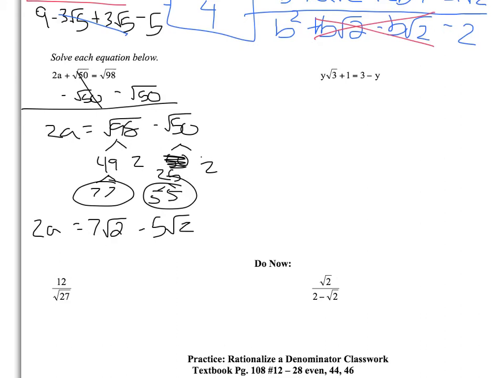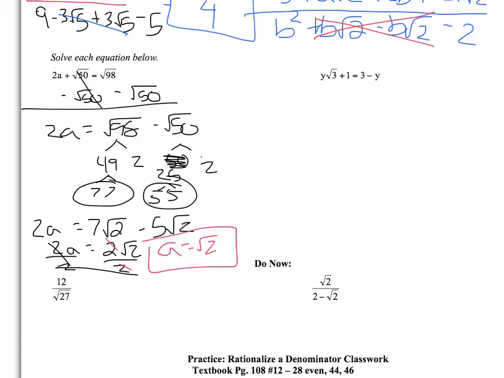7 radical 2 minus 5 radical 2 is 2 radical 2. So we get 2a equals 2 radical 2. Divide by 2. And you end up getting, remember from a few days ago now, the 2's cancel, so you're left with a equals radical 2.